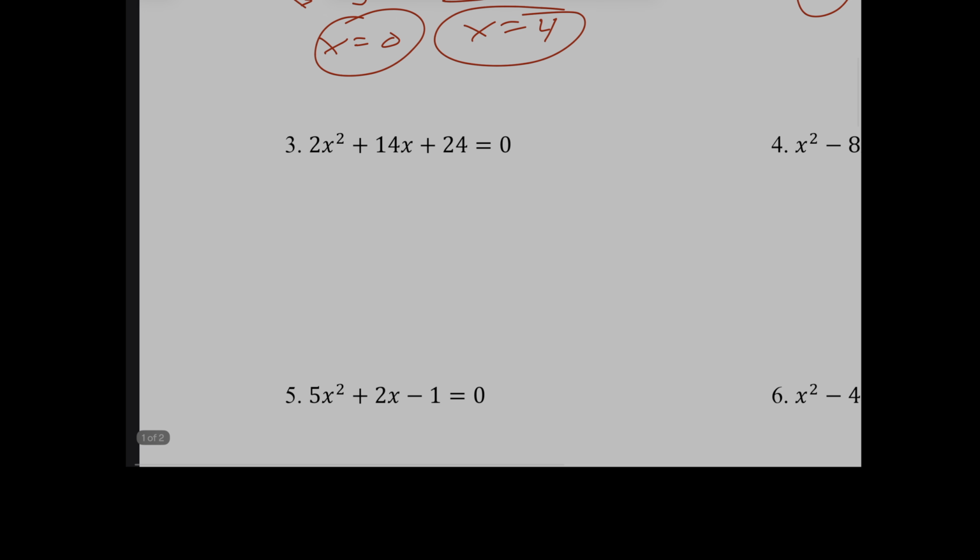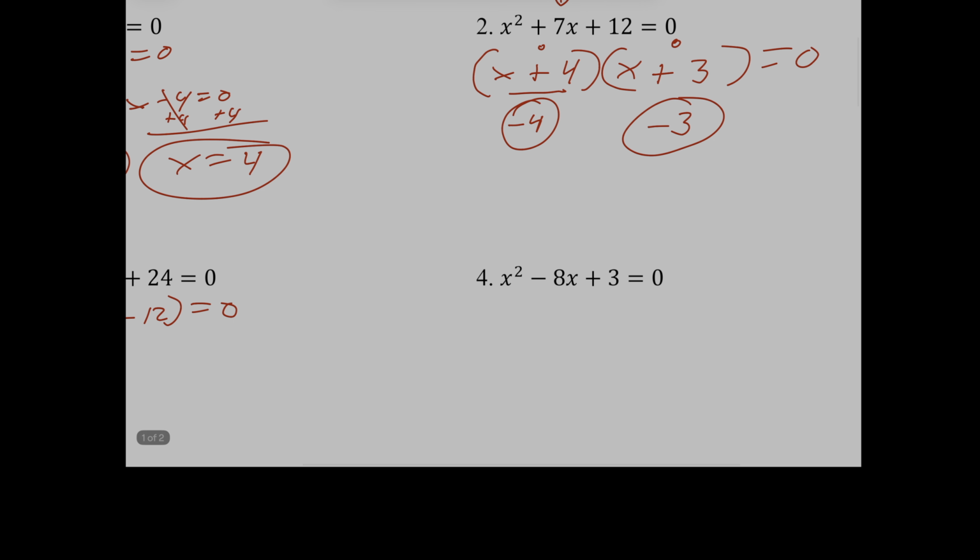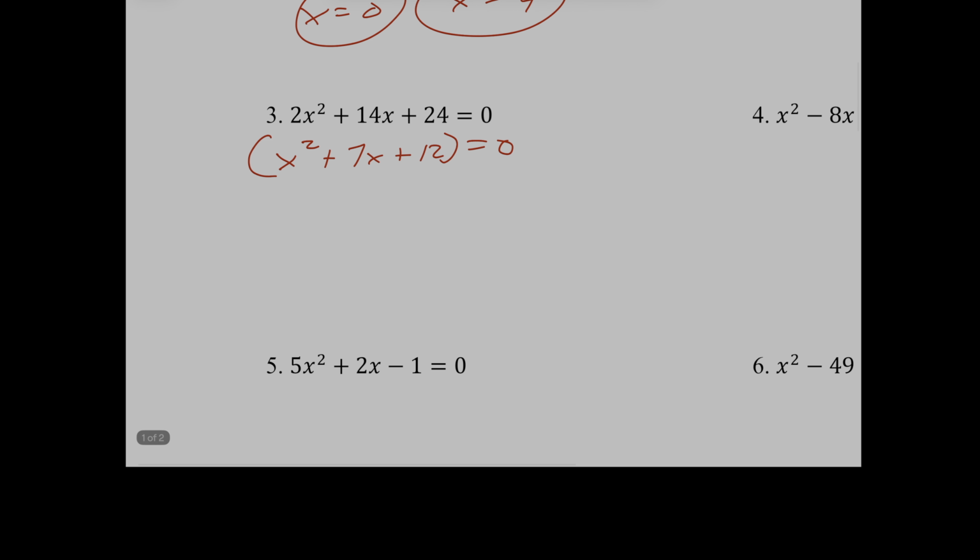So now let's go to this one. Here, is there anything I can factor out? Yeah, look at that. I can factor out a 2. I'm going to have x squared plus 7x plus 12 equals 0. Now, do I care at all about that 2? The answer is I don't at all. And I get basically the last problem, didn't I? Now that was random, but it was kind of funny how that worked out.